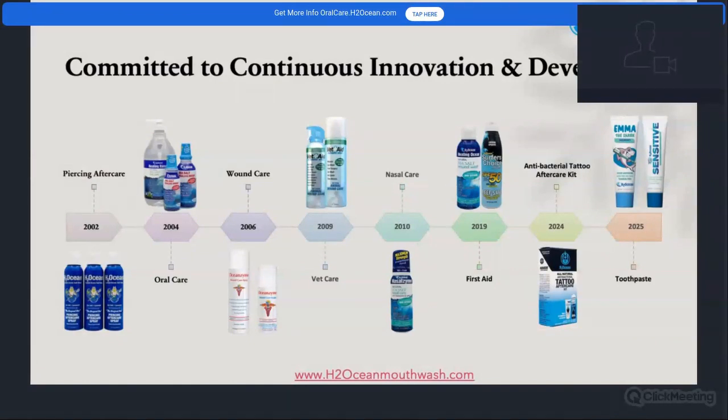We started off in 2002 with our piercing aftercare spray. It's the very first piercing aftercare spray in the world. But one of our flagship products also took off in 2004, which was our healing rinse product. It is our mouthwash that we felt was a need for all the people that believe in saltwater rinses. We continued in wound care, vet care, nasal care, first aid line, tattoo aftercare, and soon we will come out in 2025 with our all-natural toothpaste for sensitive teeth, whitening, and also benefiting people with dry mouth.